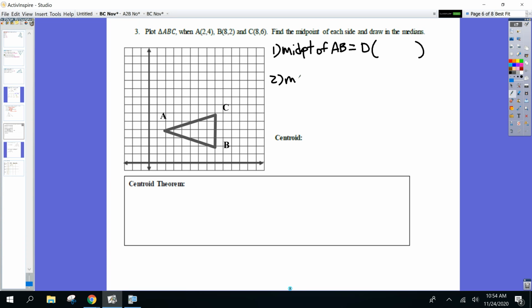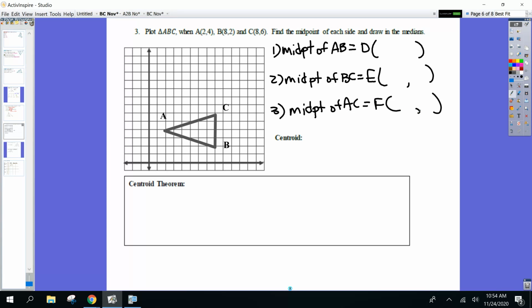Midpoint of BC, you guys lucked out here. We'll call that point E, and that'll be last names J through R. Last names J through R, you're going to find the midpoint of BC for me. Lucky kids. And then finally, the rest of you, last names S through Z, you got the midpoint of AC. And we're calling that F.